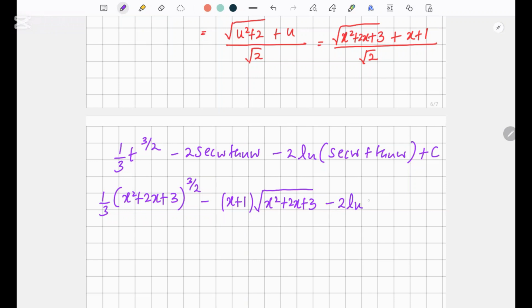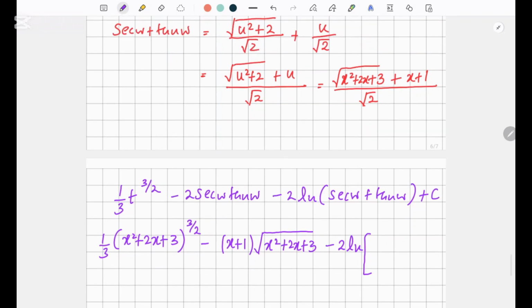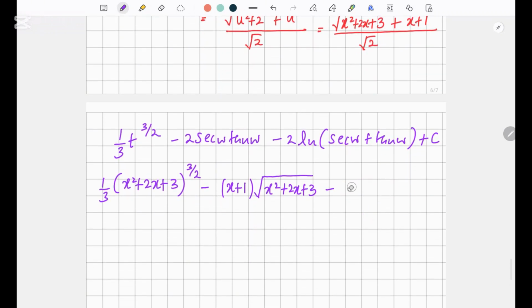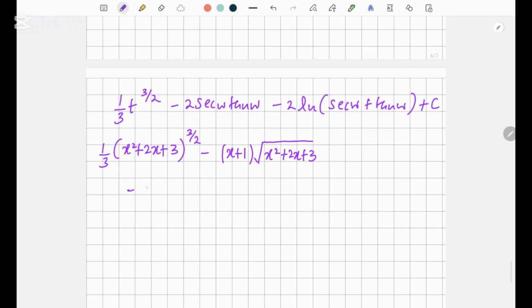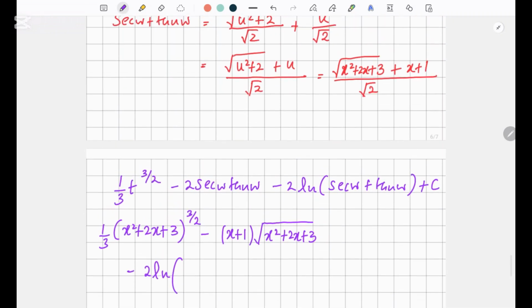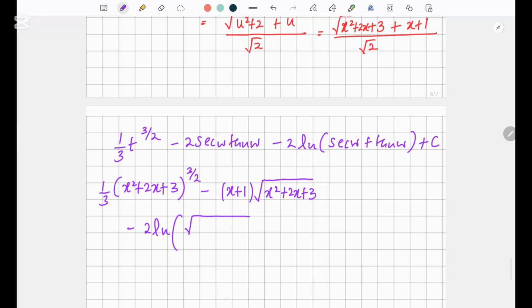Minus 2 ln, sec w plus tan w is, let me take it just right below over here, 2 ln square root x squared plus 2x plus 3 plus x plus 1, over root 2, plus c. This is your final answer.